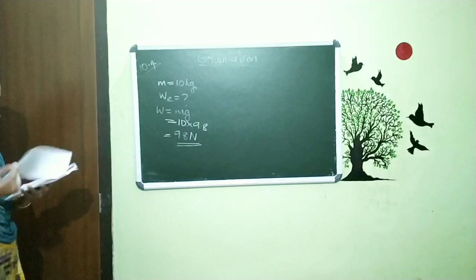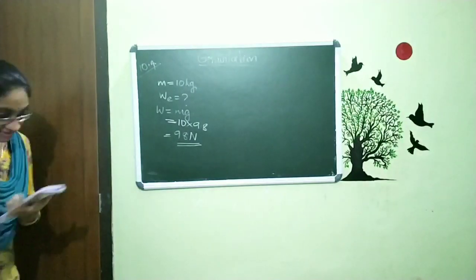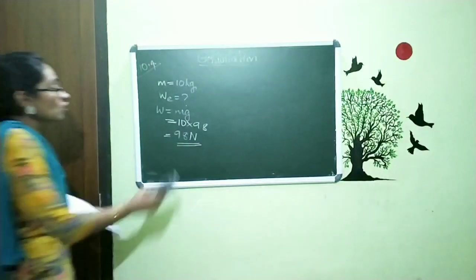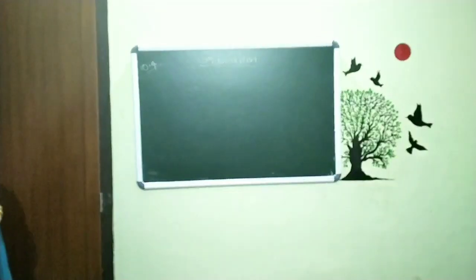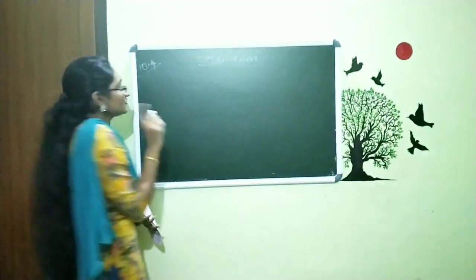Now, the next thing we are going to discuss is the weight of the object on Moon. I already said that the weight is different at the surface of Earth and also at the surface of Moon. The first reason is this.